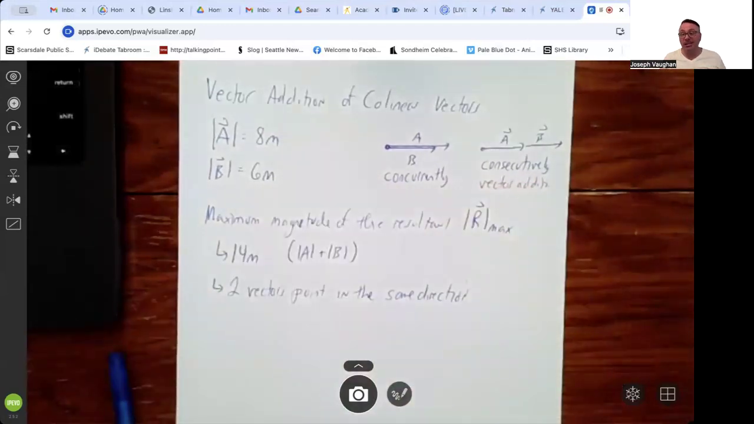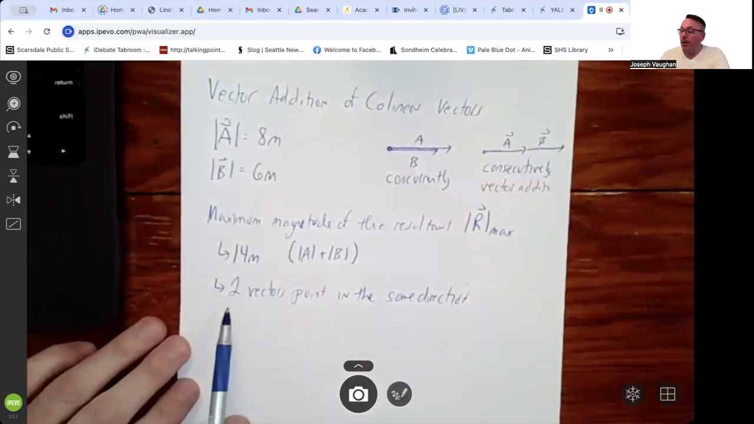There are times and places to draw our vectors concurrently. Let me give you a for instance. When we are talking about the forces that act on an object, we tend to draw all of those vectors concurrently because they're acting on the same thing. And that's just a way of visualizing it.